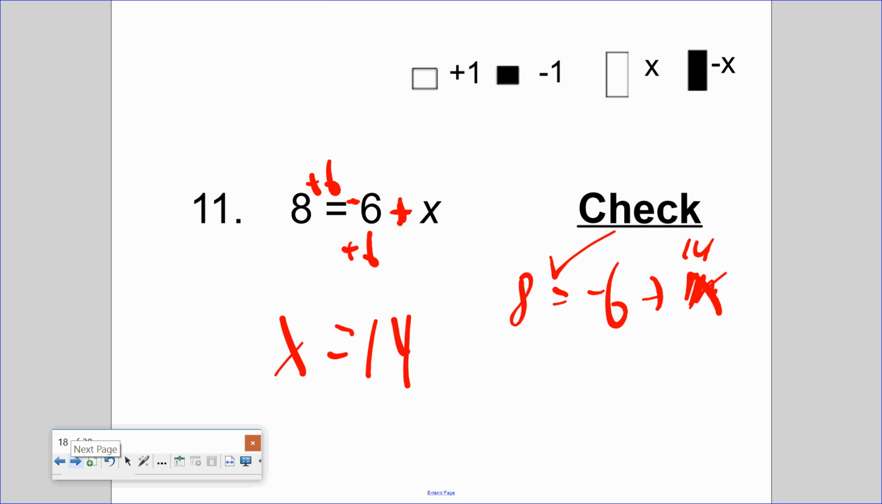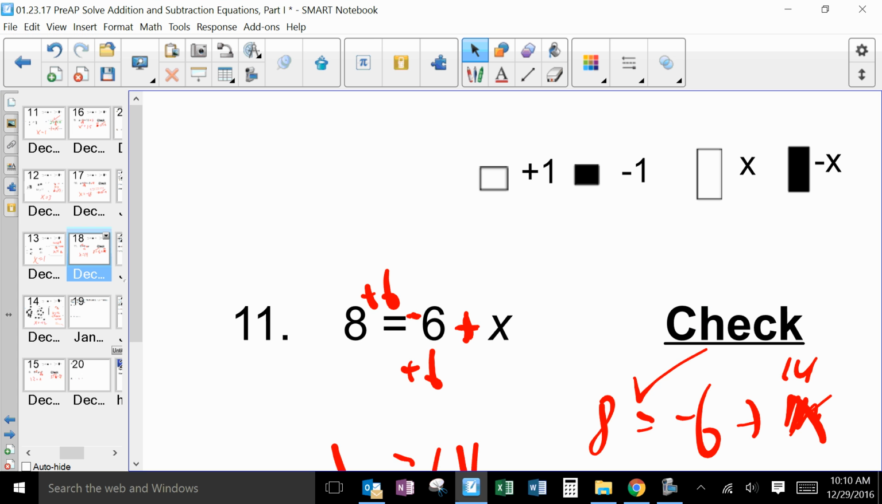And that is our lesson on how to solve one-step equations using addition and subtraction.